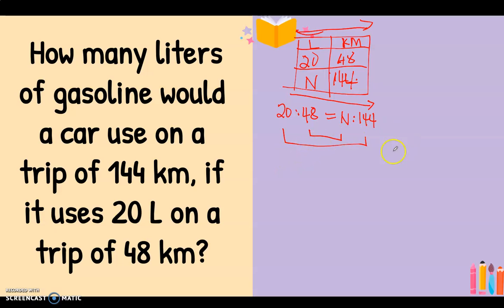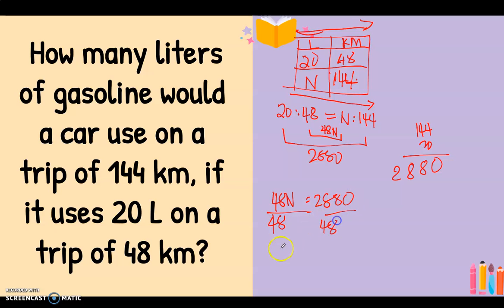the two equations. So this is 48n, then you multiply 144 times 20. So this is 2,880. Equate the two equations, 48n is equal to 2,880. Divide both sides by 48. n is equal to 2,880 divided by 48.